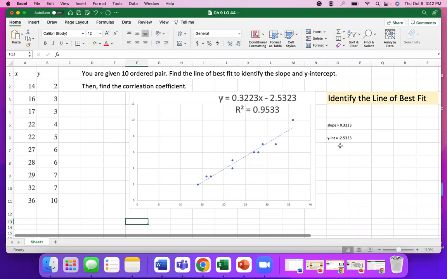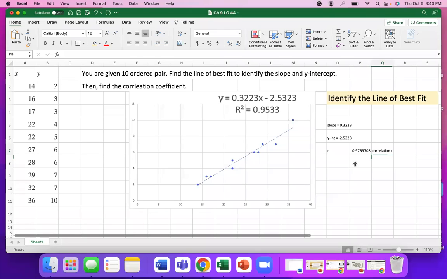Now, the correlation coefficient is what tells us if this line of best fit is a good fit for this data. And we know that the correlation coefficient is R. Well, we have R squared, right? So to find R from R squared, we need to take the square root of 0.9533. So if I type in equals SQ, you can see we get square root, and I'm going to type in 0.9533.